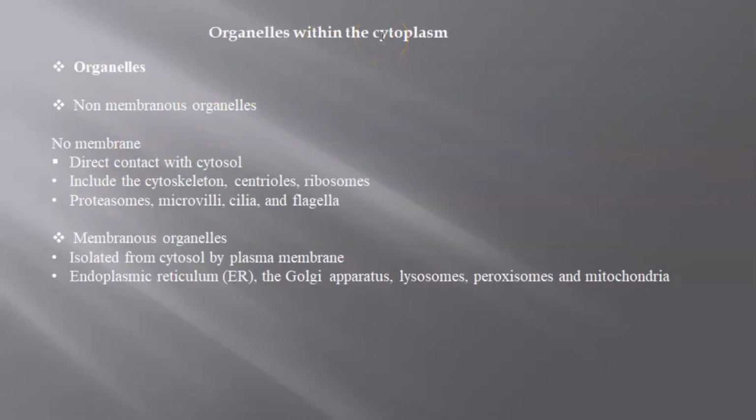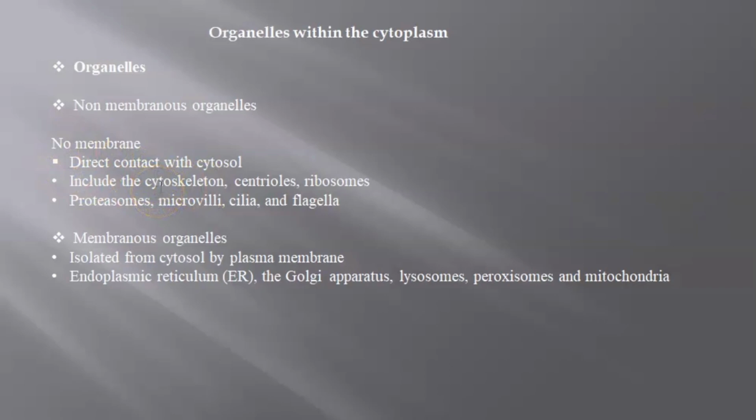Organelles within the cytoplasm. The organelles that do not have membranes are in direct contact with the cytosol. Those organelles that are in direct contact with the cytosol include the cytoskeleton, centrioles, which I've shown you already, ribosomes, proteasomes, microvilli, cilia, and flagella. They are in direct contact with the cytosol, and have no membrane.